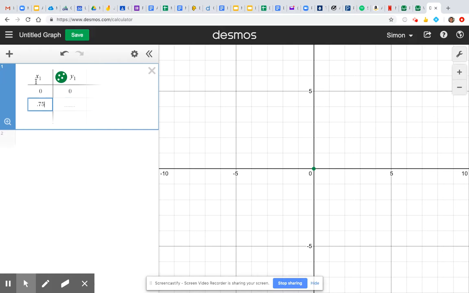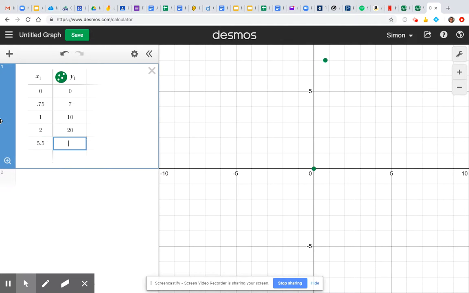3/4 of a minute, he ate 7 dogs. 1 minute was 10 dogs. 2 minutes was 20. And the next one we measured was 5.5 minutes, 48 dogs. You can see over here, the points are starting to show up. Now, they're not all fitting because the numbers are too big to fit, and we're going to fix that in a moment. First, let's just enter all the data.